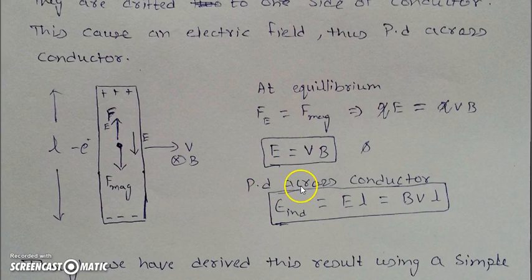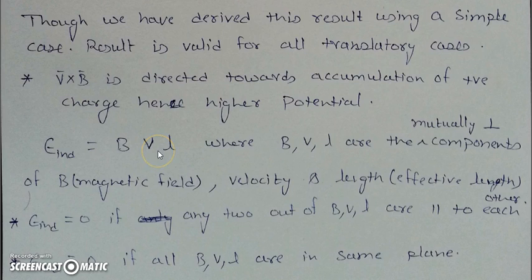So we can say the potential difference across the ends of the conductor is the field into the separation, which is the induced EMF, BvL. B v is the field, L is the effective length. We have derived this result using a very simple case, but this result is valid for all translatory cases. Okay, we just have to take care of these important points. First, v cross B is directed towards the accumulation of positive charge, hence higher potential.